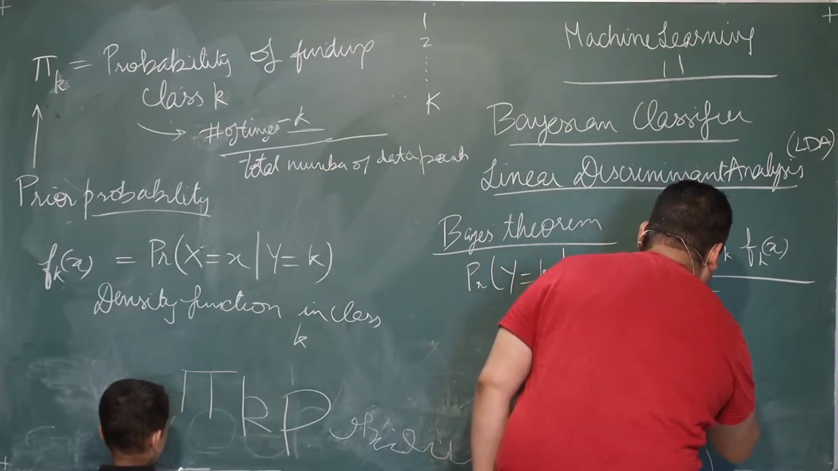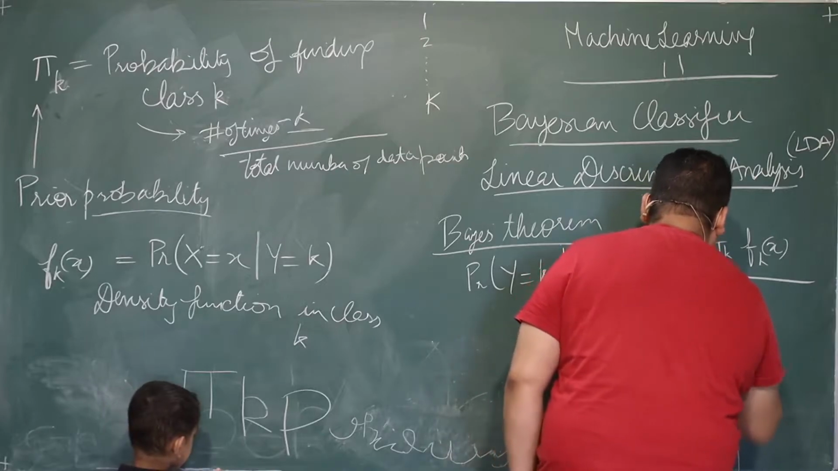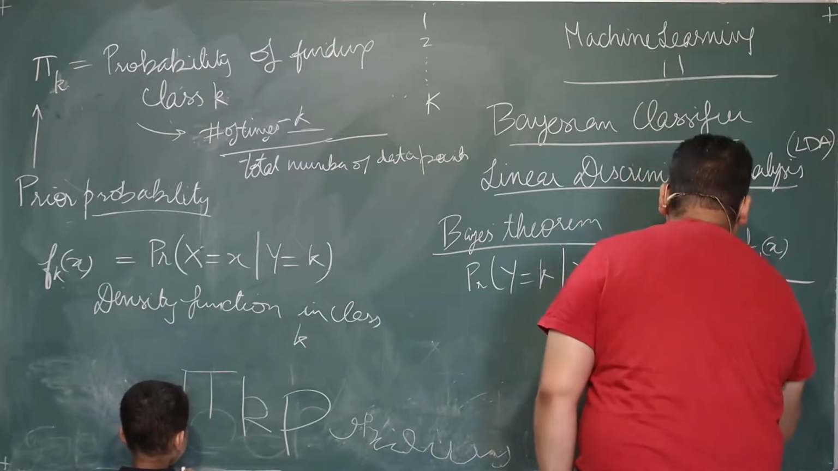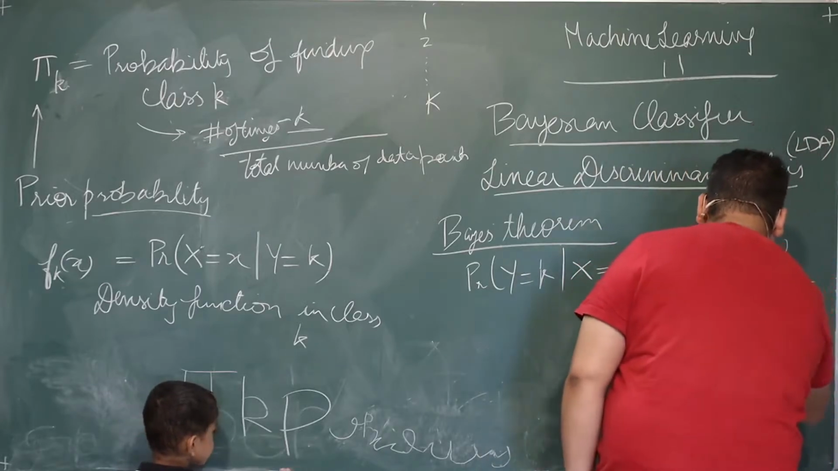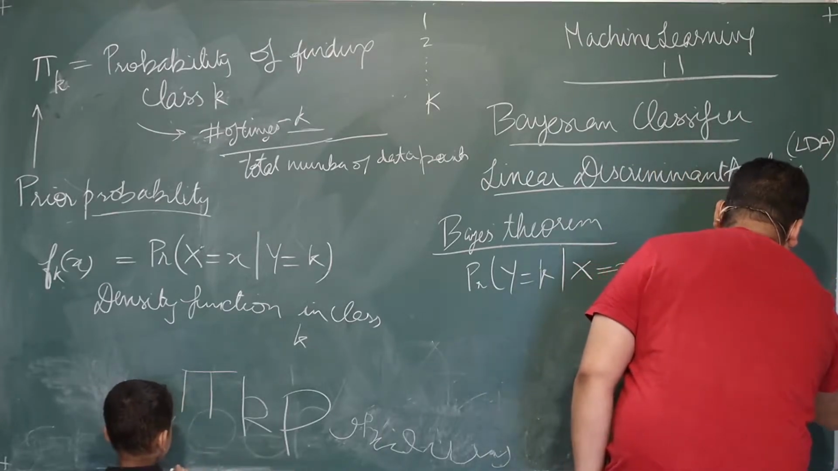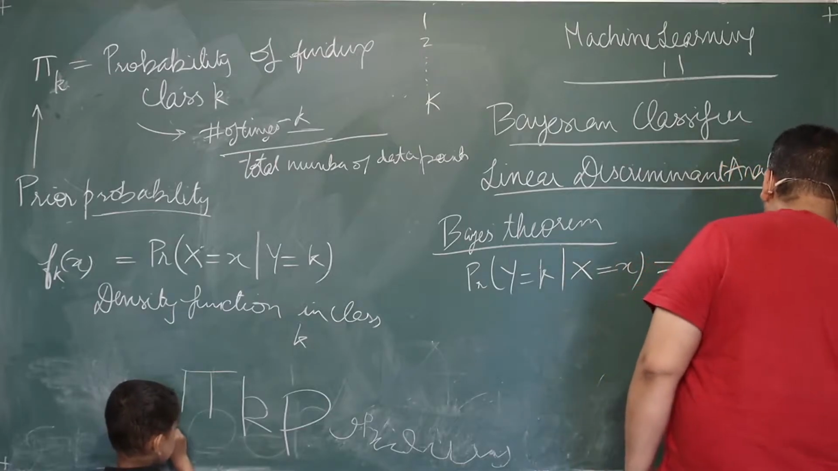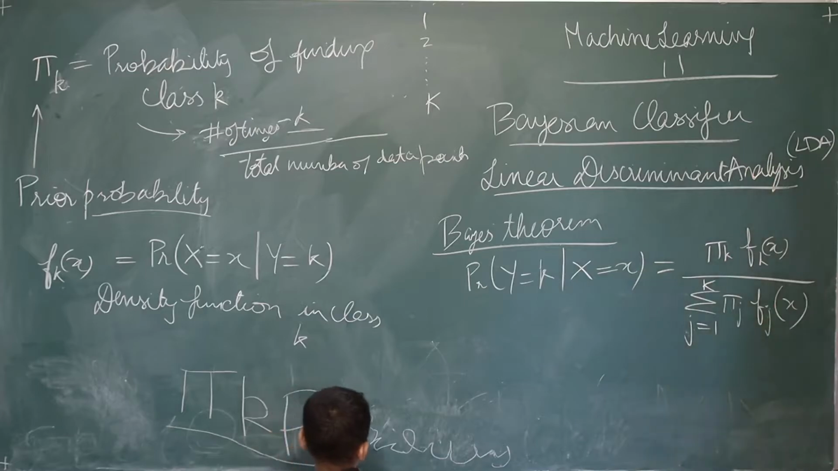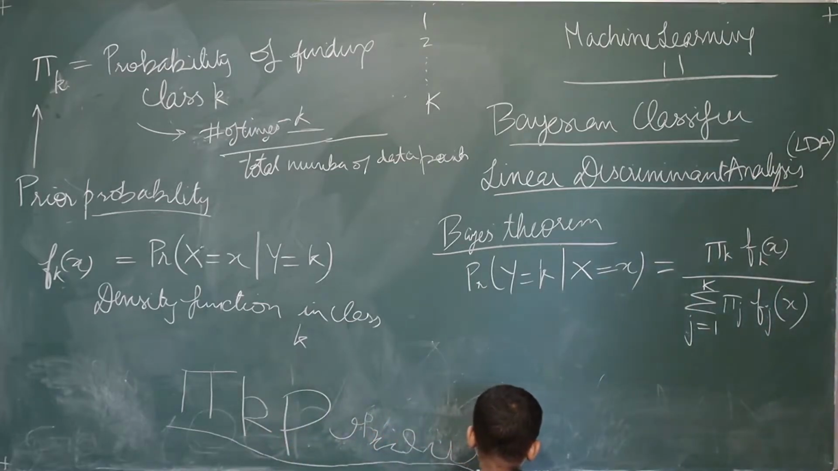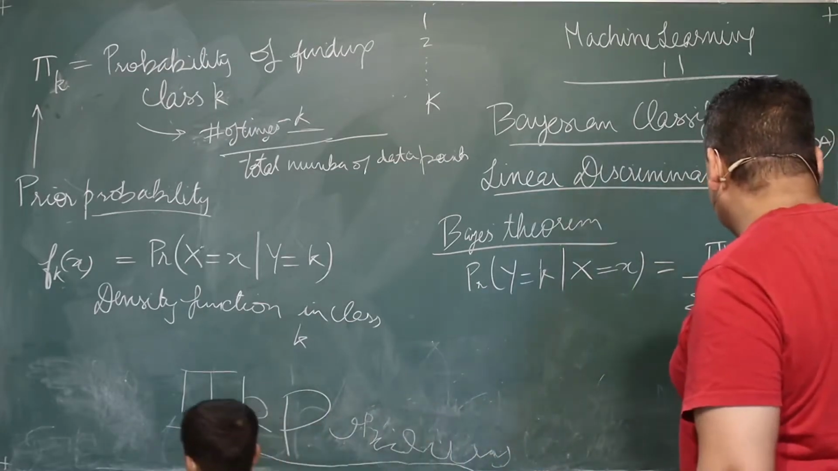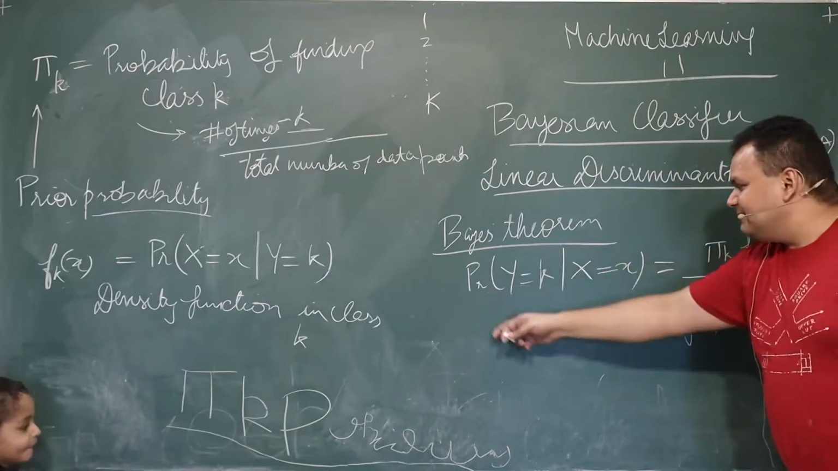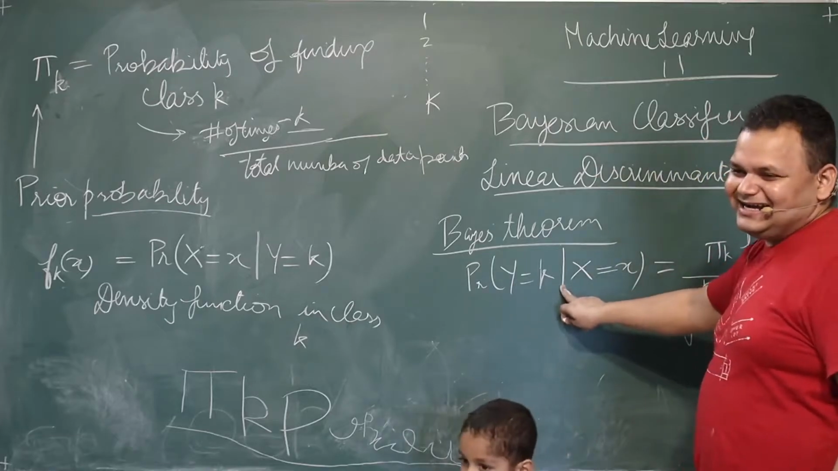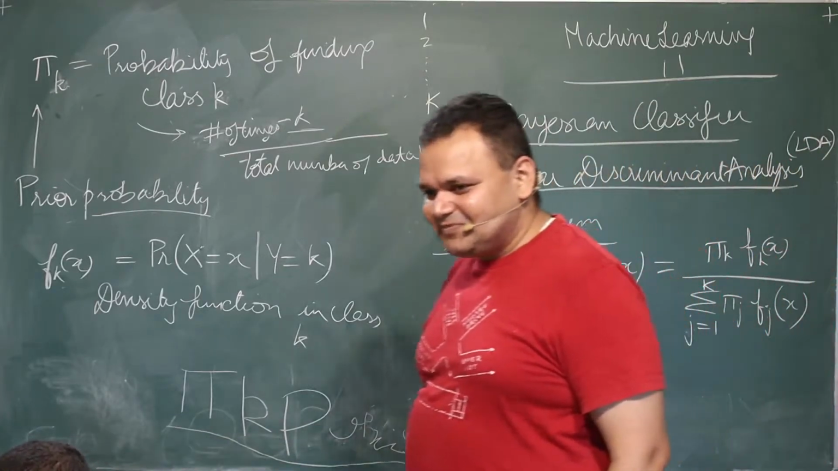The sum over k equal to 1 to capital K, or let me call this j. j equal to 1 to capital K of pi j into f j x. Is that okay? So we are applying Bayes theorem to calculate the probability that y is equal to a class K given an input x.